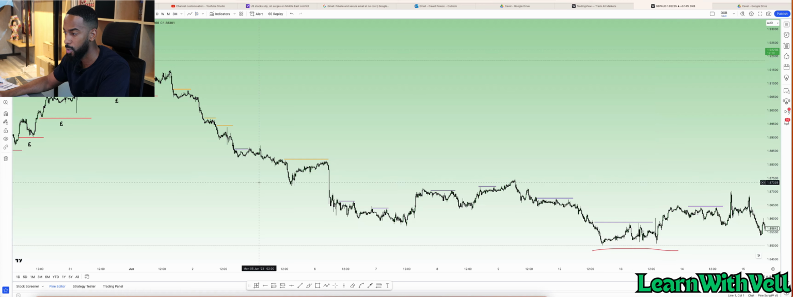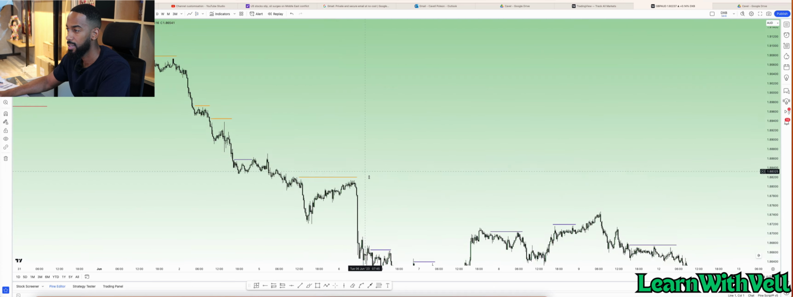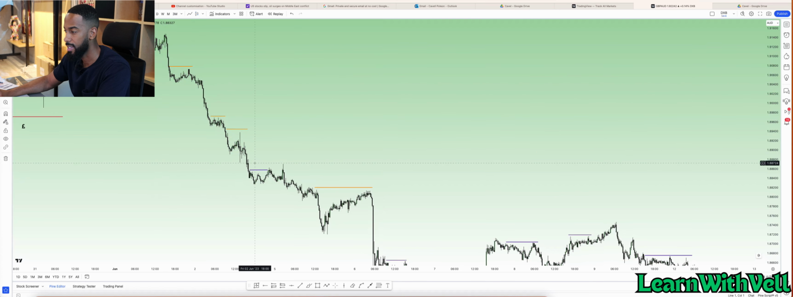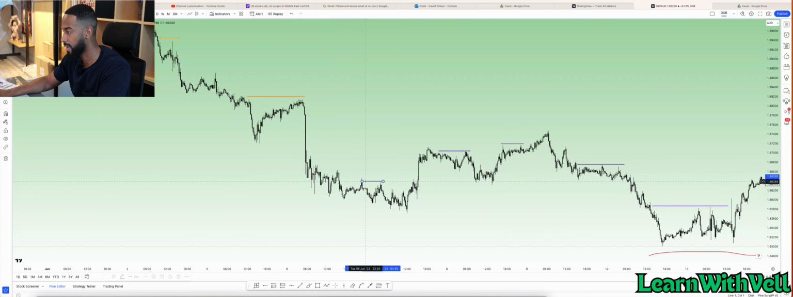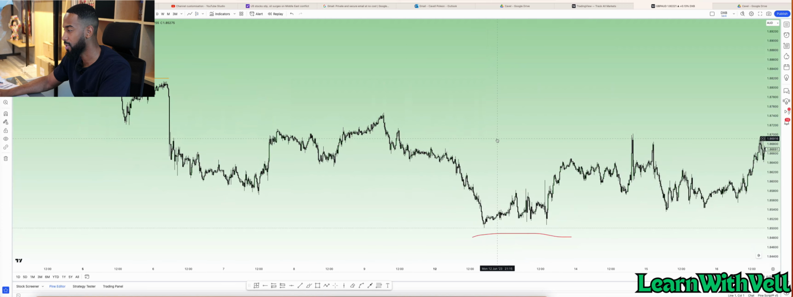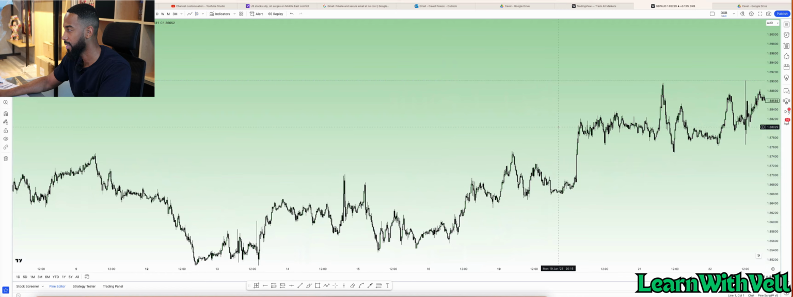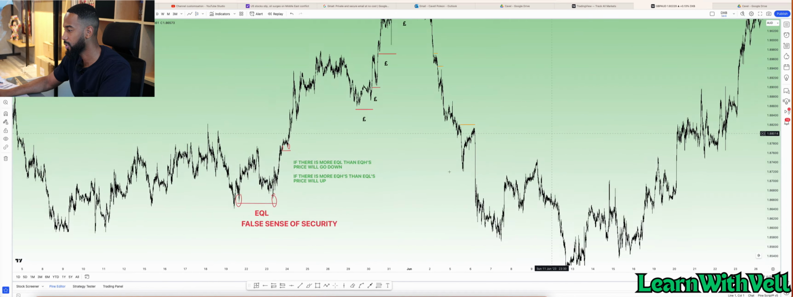So to show you which ones are no longer valid, we're going to start from the top, working our way down. These equal highs are fine. This equal high is not fine. This one is not fine. This one is invalid. This one is invalid. This one's invalid. This one here is invalid. This one's invalid. And this one's invalid. So what we found is the majority of these equal highs have all been invalid. And essentially price starts going back up.